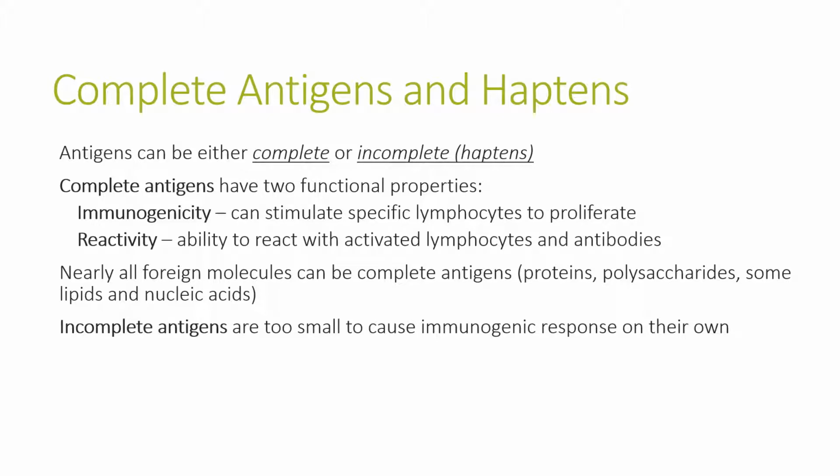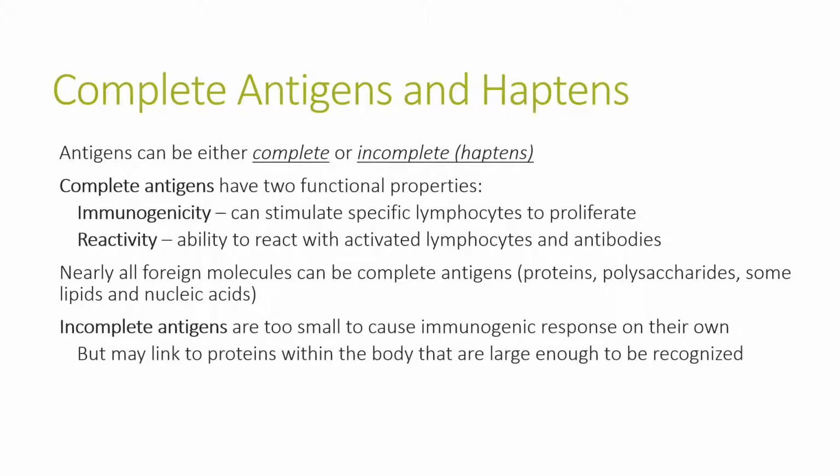Incomplete antigens, or haptens, are too small to cause an immunogenic response on their own. But they can link to proteins within the body that are large enough to be recognized. This can include small peptides, small nucleotides, and many different kinds of hormones.